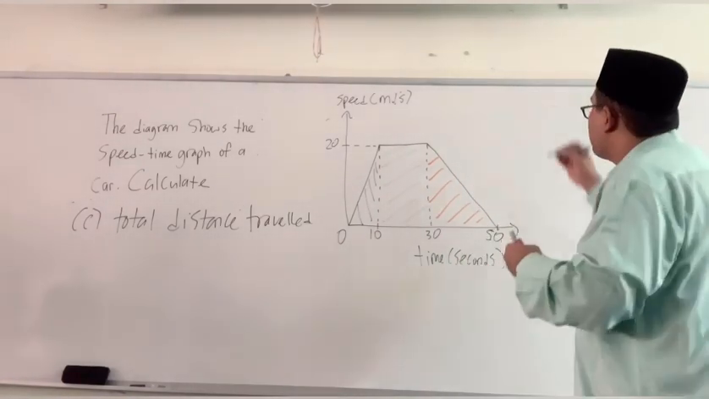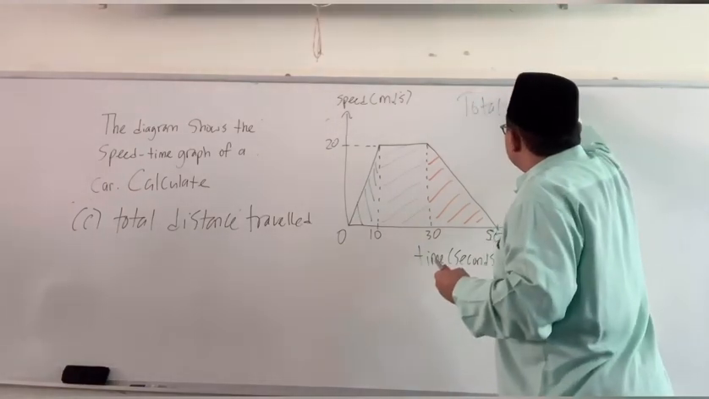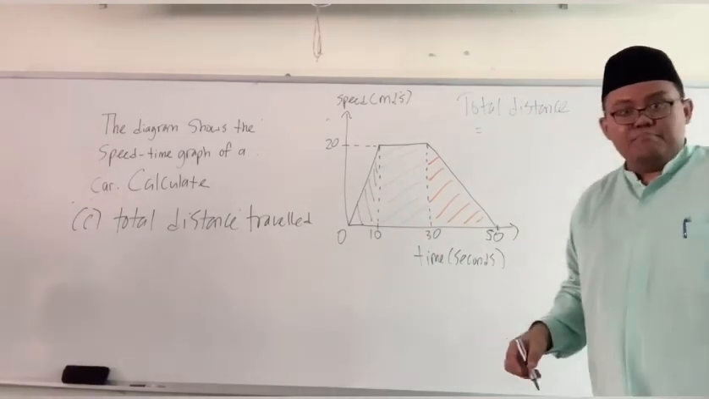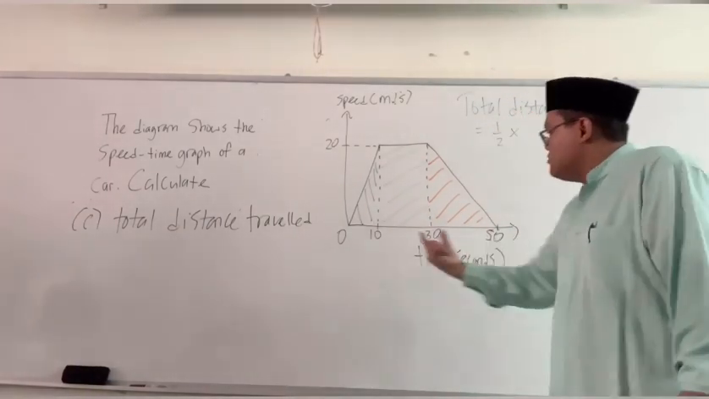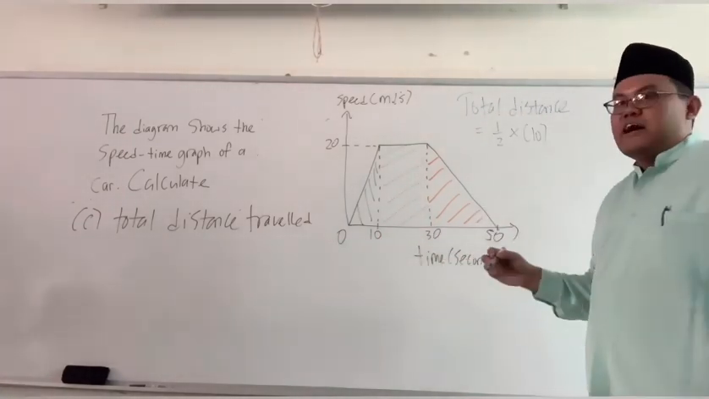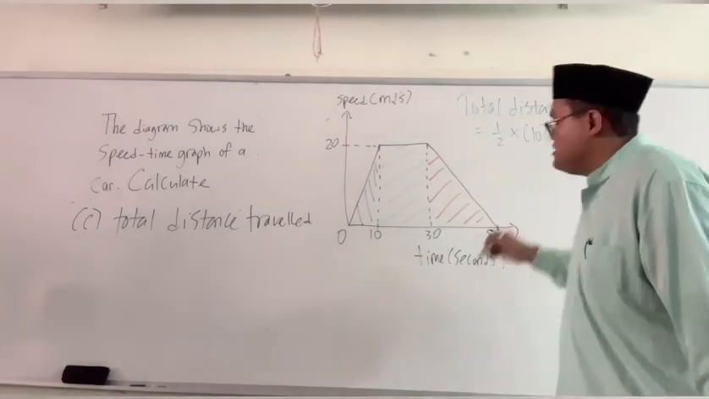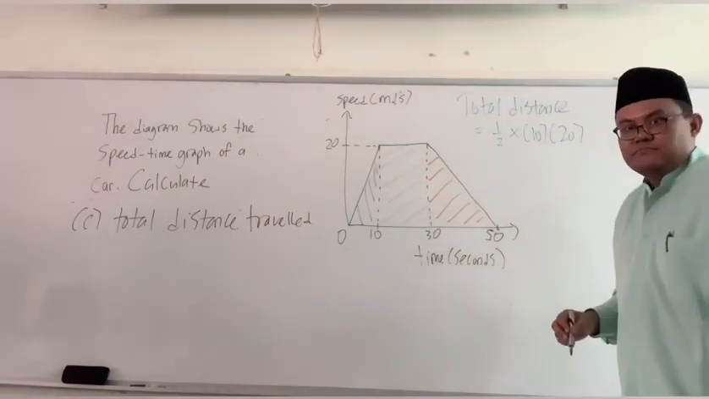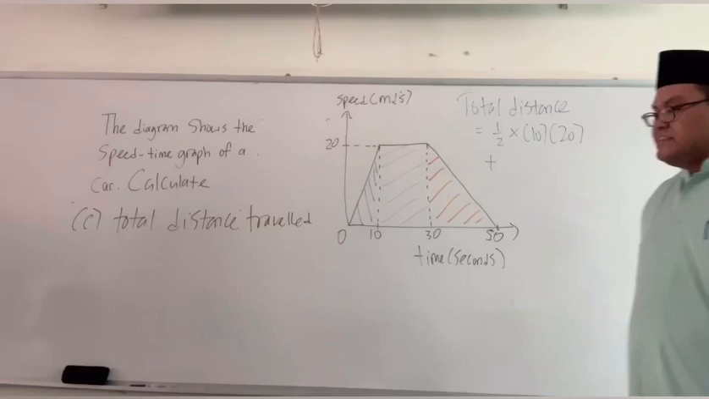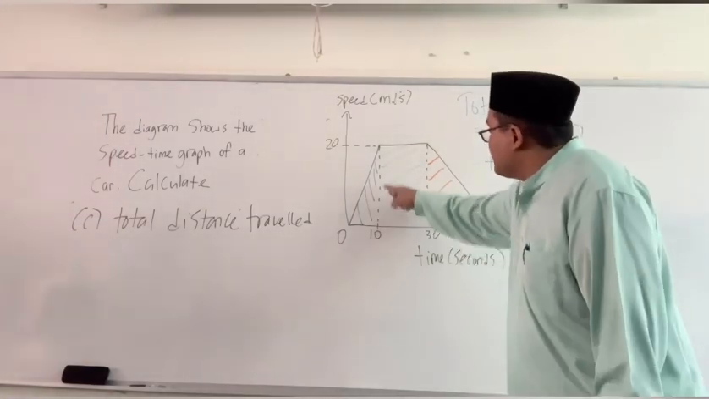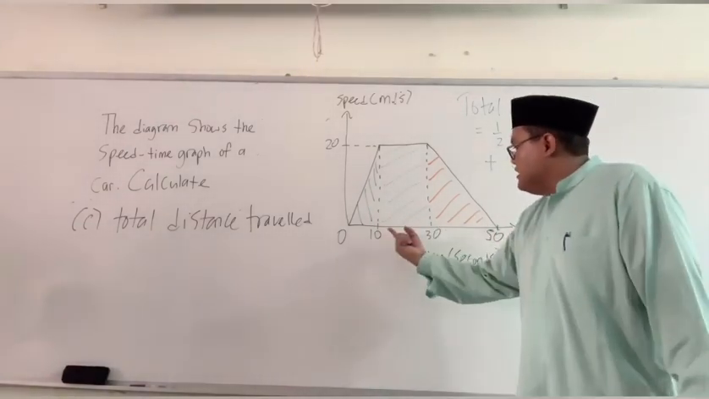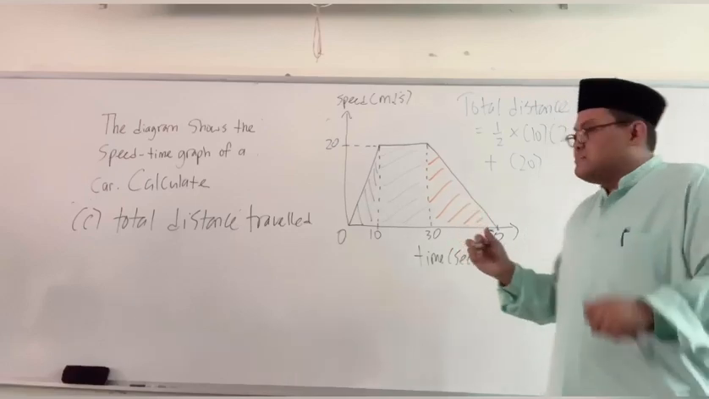So, let's do that. Total distance equals to the blue region. It's a triangle. Half times base times height. Half times, what's my base? 0 to 10 is 10. What's my height? From here to here, 20. Okay? Plus the rectangle. What is the area of rectangle? Length times breadth. What's the length? 20. What is the breadth? 10 to 30. It is 20.